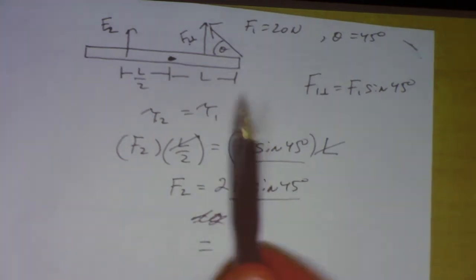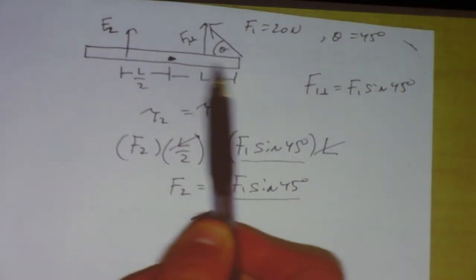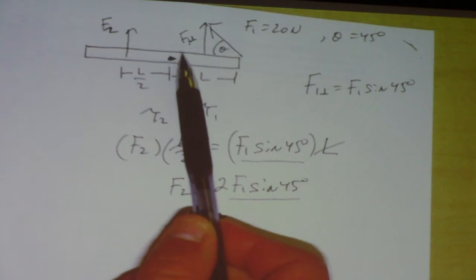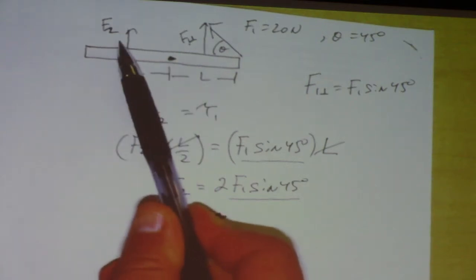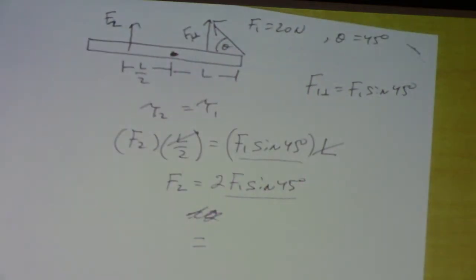So it's kind of neat to look at this. This is twice as far away, so this force has to be twice as big. This is how people can balance on teeter-totters and stuff like that. If you have a more massive person and a less massive person, the less massive person has to be farther away from the pivot point and they can actually balance.